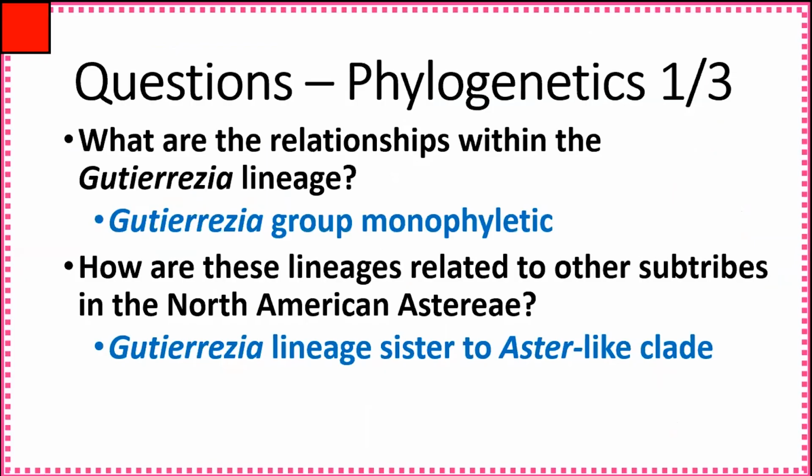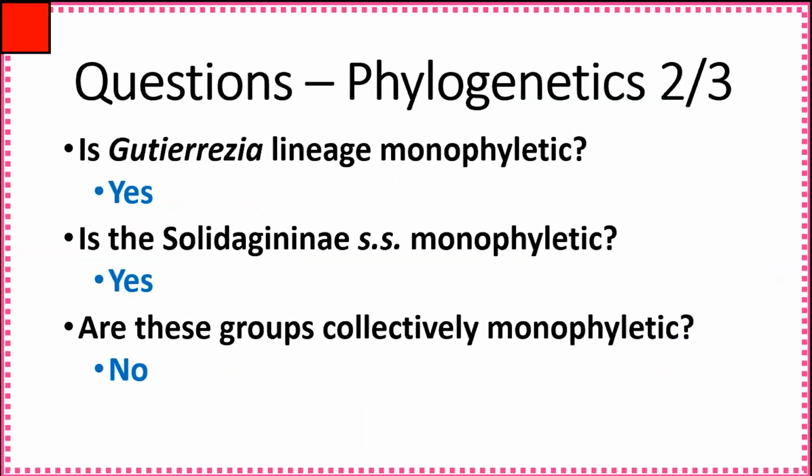So we see that using these data, that the Gutierrezia lineage and group are both monophyletic. The G lineage is sister to that big aster-like clade that's florally diverse. We see that the Solidago subtribe in the strict sense is monophyletic, but not in the broad sense here.